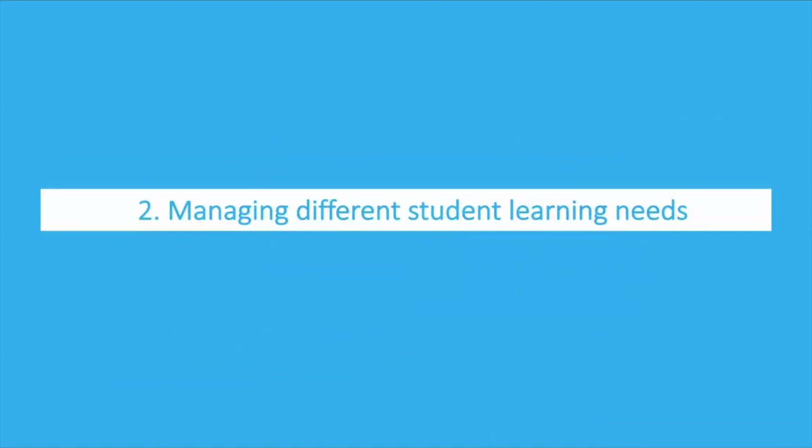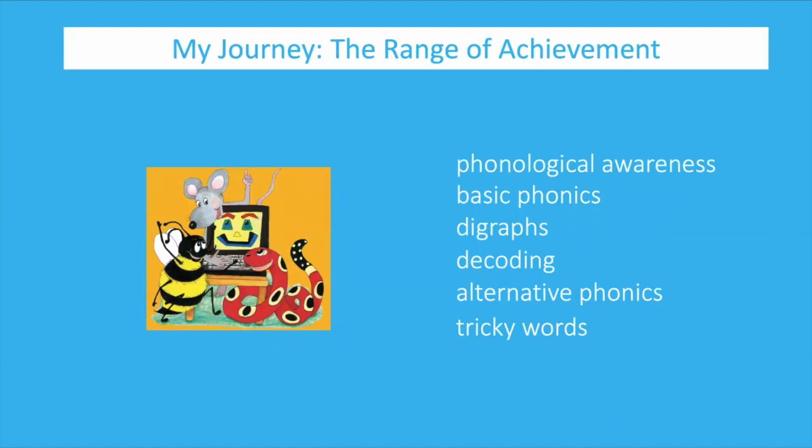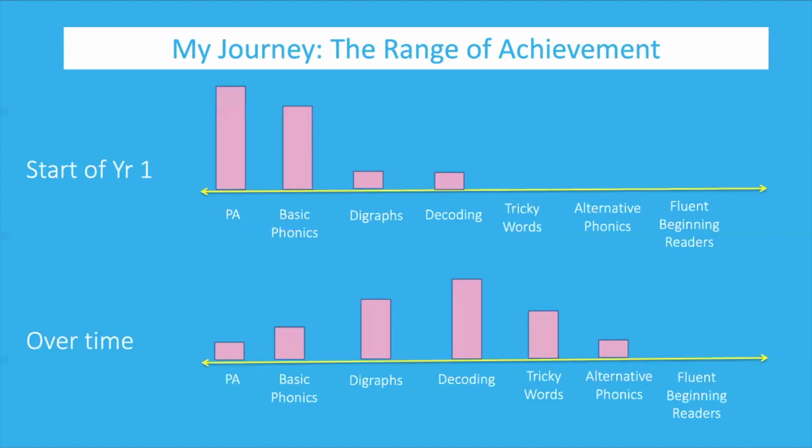Let's go on to managing different student learning needs. When I was teaching pre-primary students, our school used the systematic synthetic phonics program Jolly Phonics, which is an excellent program backed by many years of research. I followed my students into year 1 and found that at the start of the year, the achievement wasn't too dissimilar. However, there was a bit of diversity of forgetting over the summer break. As the year went on, some students really took off with their early literacy, and of course, others took longer.